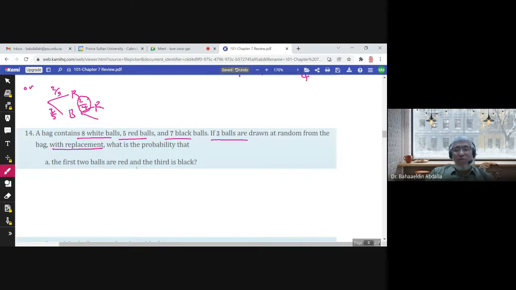The first 2 balls are red. So the probability that the first ball is red, how many balls are red balls? 5 out of 20. This is the first ball. The second ball also 5 of 20 because the experiment is with replacement. You put it back. So the number of balls is 20, it does not change. The third ball is black. How many black? 7. So that's the probability.